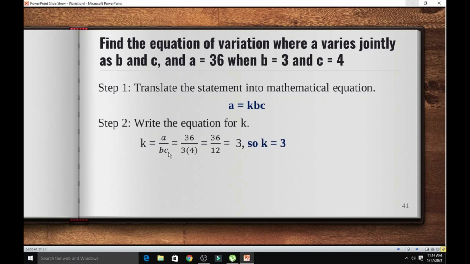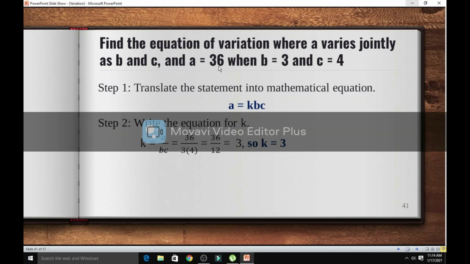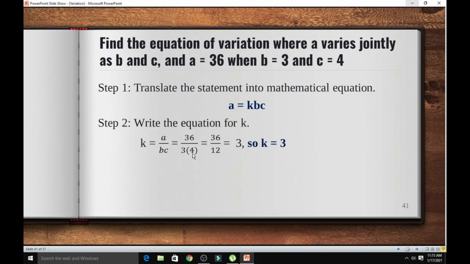So, paano natin hahanapin yung value ni K? Gagamitin lang natin tong equation na to. So, we are going to substitute the value of A, B, and C dun sa given natin sa taas. So, ang A natin is 36, ang B natin is 3, at ang C natin ay 4. So, magiging 36 over, ano yung B? 3 multiplied by yung value ng C, which is 4. So, 36 over 3 times 4.